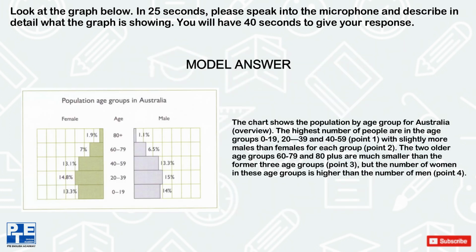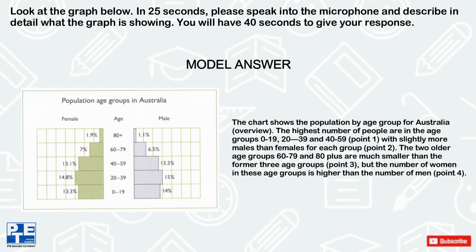The chart shows the population by age group for Australia. Overview. The highest number of people are in the age groups 0 to 19, 20 to 39 and 40 to 59, with slightly more males than females for each group.